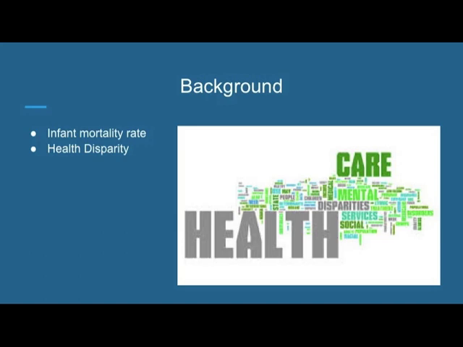There are a few pieces of key background information that are important to know before one can fully understand the problem. Infant mortality is defined as the death of a child within the first year of life. Infant mortality rate, then, is the number of infant deaths in a time period per 1,000 live births. A health disparity is defined as differences in the incidence, prevalence, mortality, and burden of diseases and other adverse health conditions that exist among specific populations or groups. Infant mortality rate is an important indicator for determining population health.